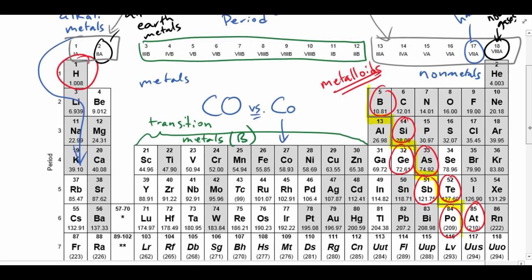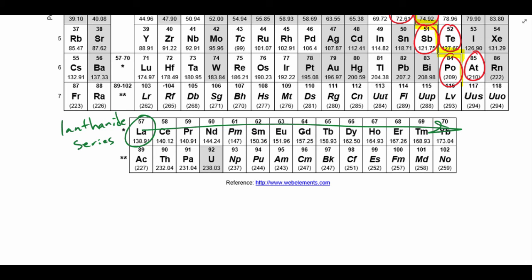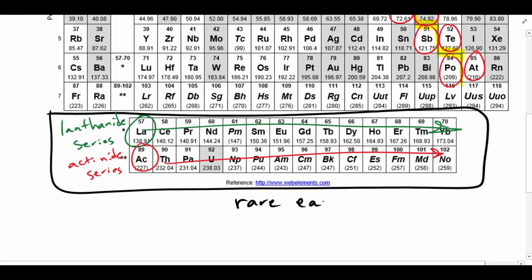And then if we skip down below, elements 57 on through here, these are often referred to as the Lanthanides, the Lanthanide series. And the elements that begin with actinium, these are often called the Actinides or the Actinide series. And collectively together, if we looked at all of these here, these are often called the rare earth metals.